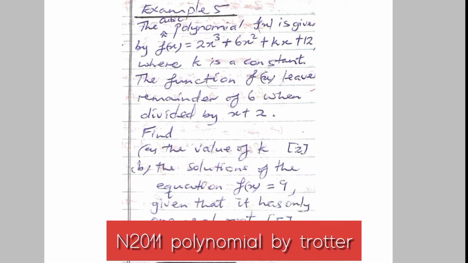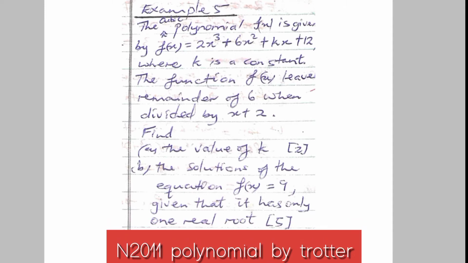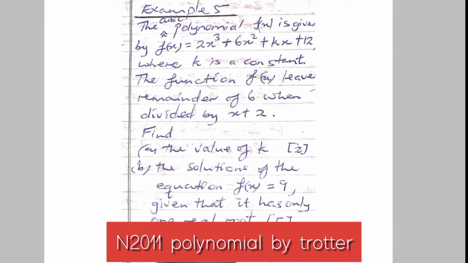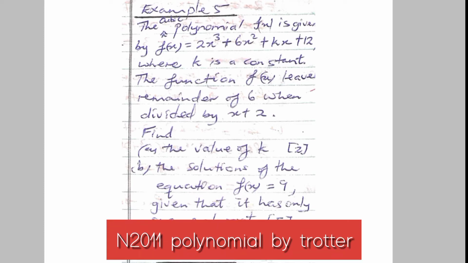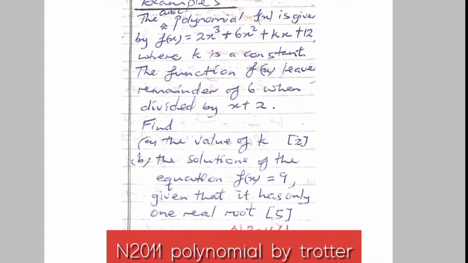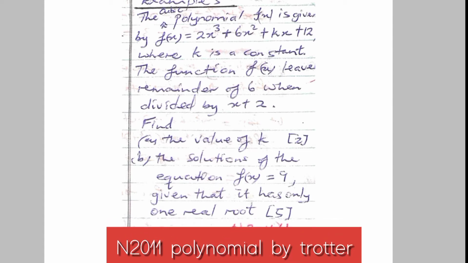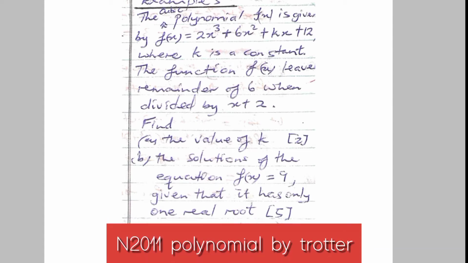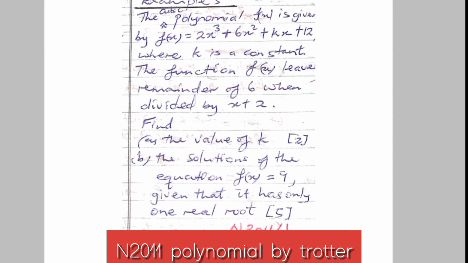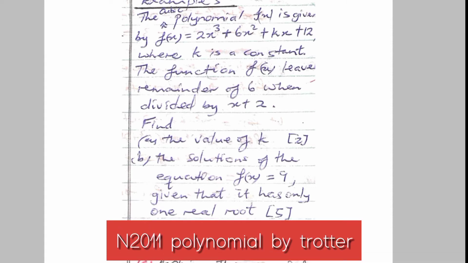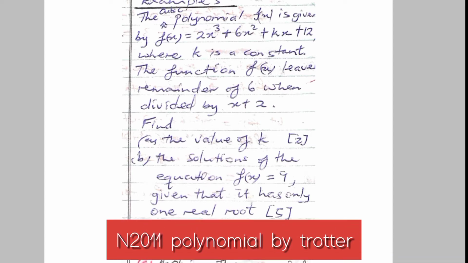Given that it has only one real root. So the question is saying we have to find the solutions. But the equation has only one real solution, one real root, or one real solution. It's one and the same thing, okay? So what is the question saying? Find all the solutions, but there is only one real solution. So this means you have to find the real solution and also other solutions that are not real, which means they are complex solutions.